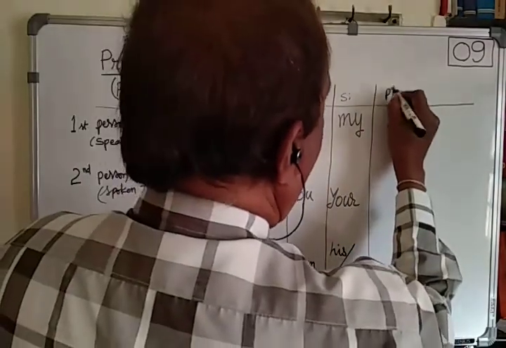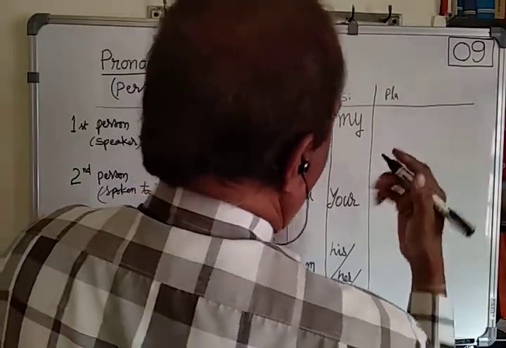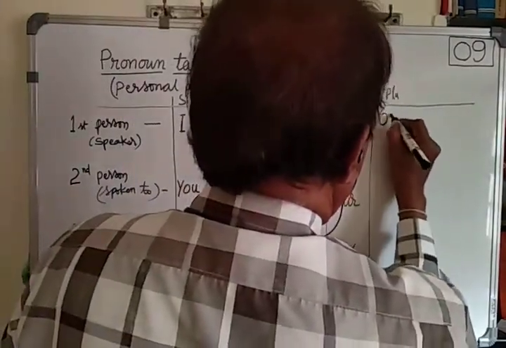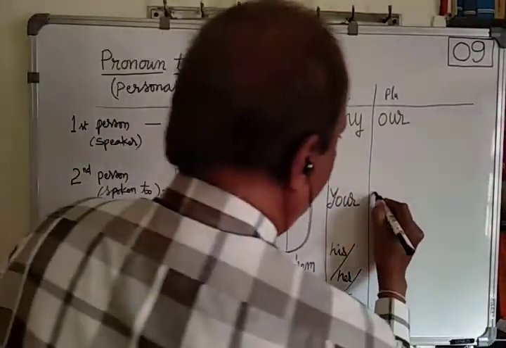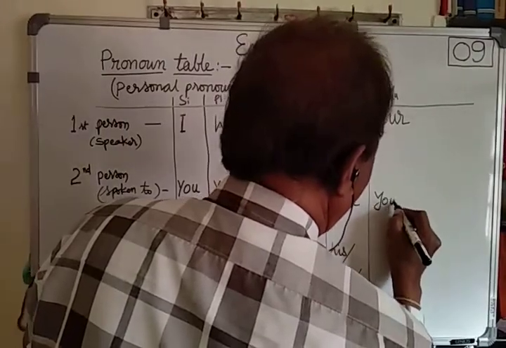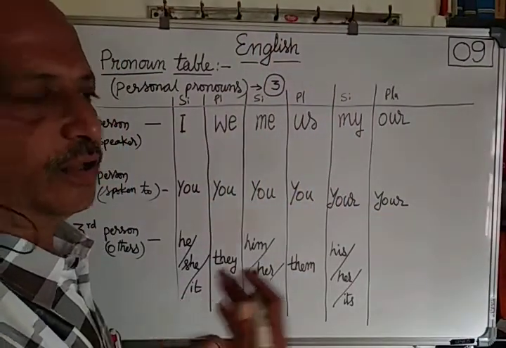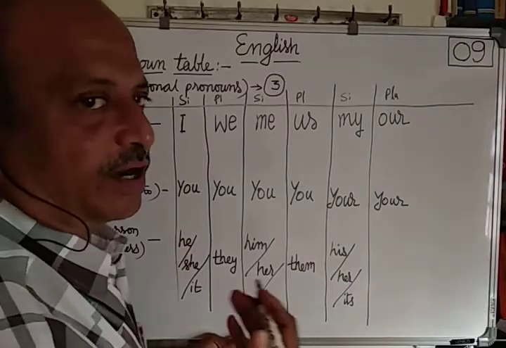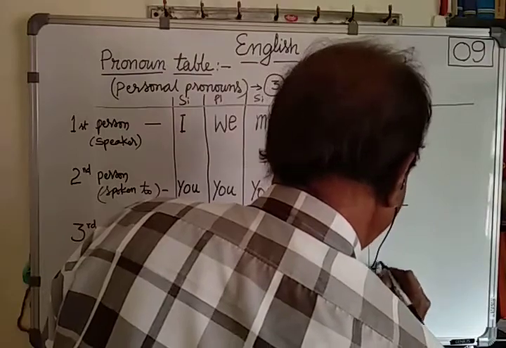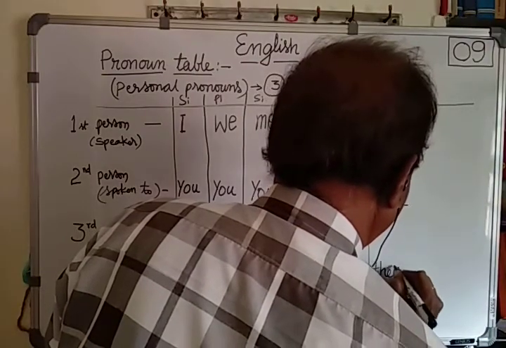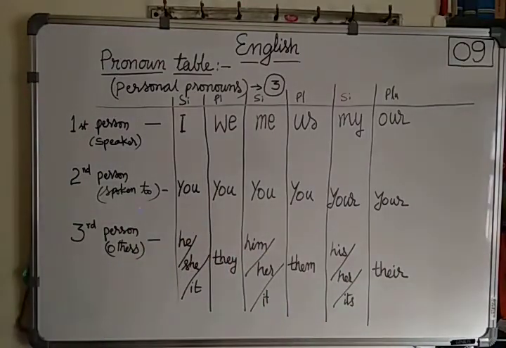In plural, our. Plural, our. Second person is your: your land. Their, T-H-E-I-R, their. So these are the three persons in pronouns.